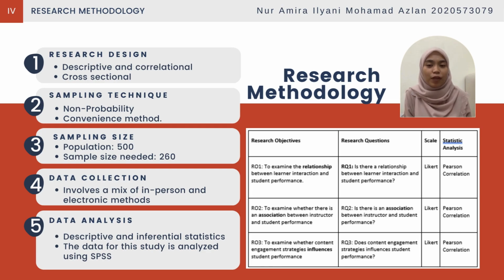The sampling technique for this study is non-probability, that is, the convenience method. Convenience is a type of non-probability sampling which involves the sample being drawn from that part of the population which is close to hand. Based on the Krejcie and Morgan 1970 table, the sample size needed for a population of 500 units is 260.